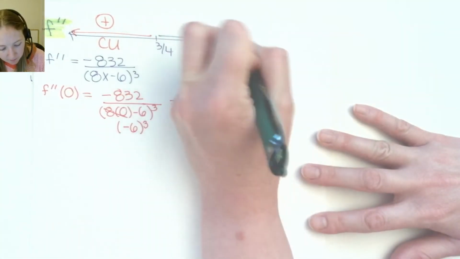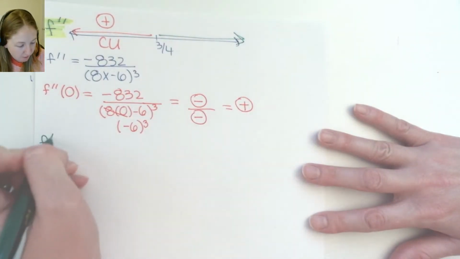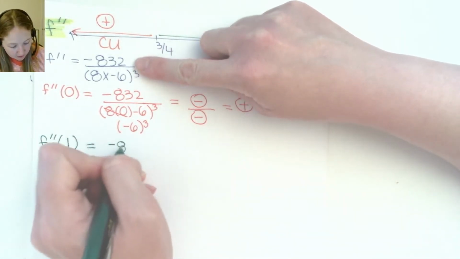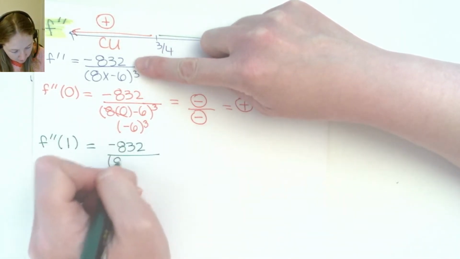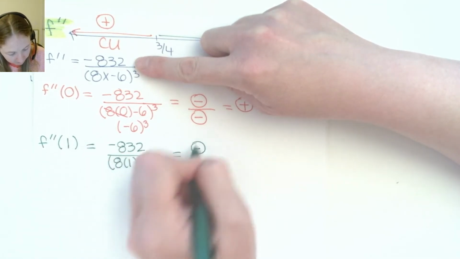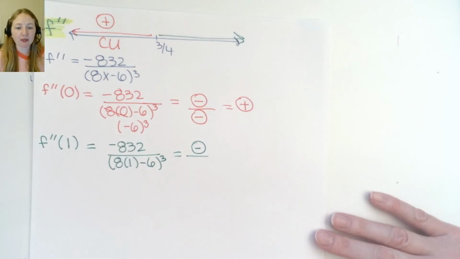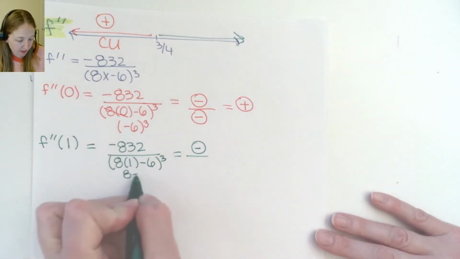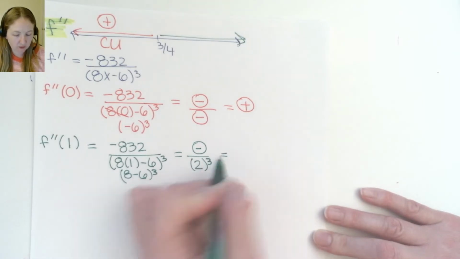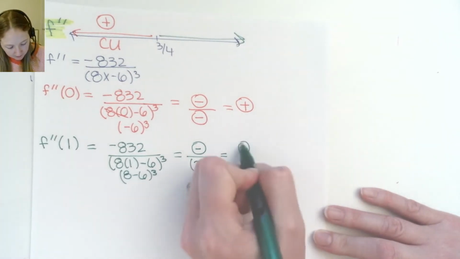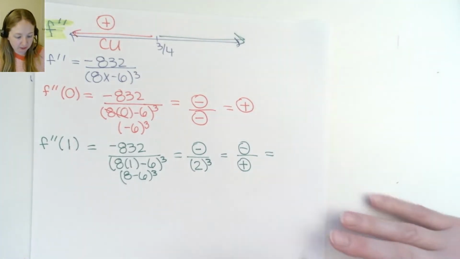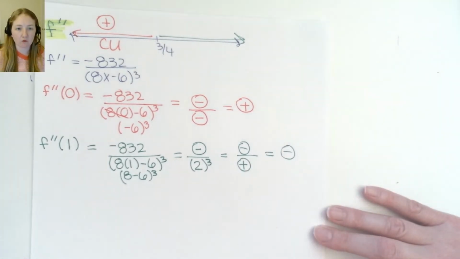And then we'll test a number to the right of 3/4. So maybe I plug in 1, and again, plugging it into the second derivative. That gives us a negative in the numerator. In the denominator, I simply have 8 minus 6 to the third power. So I have 2 raised to the third power. That gives us a negative over a positive. That mix of signs means that we have a negative overall.